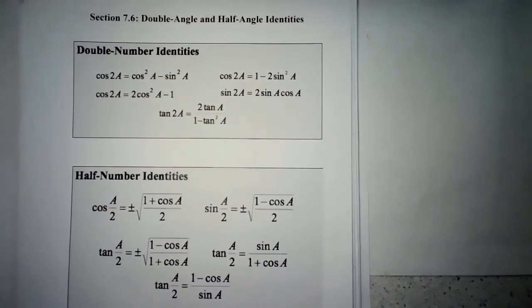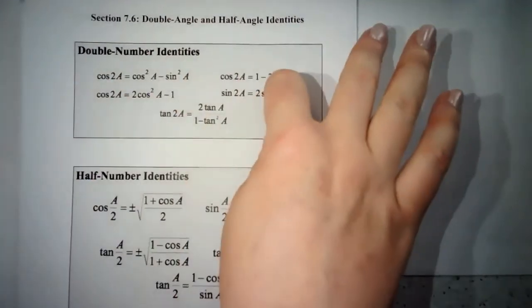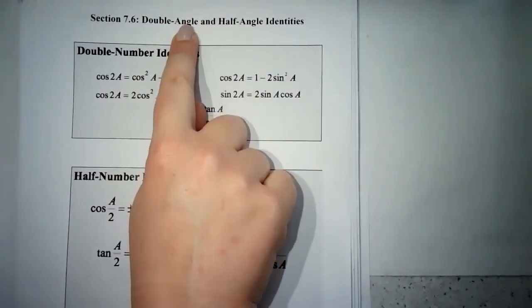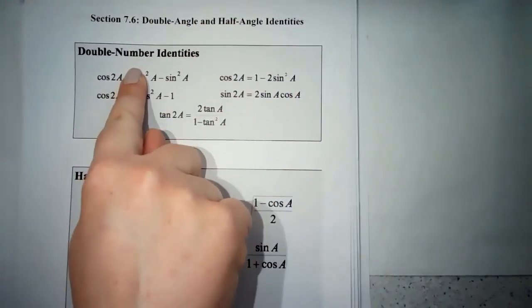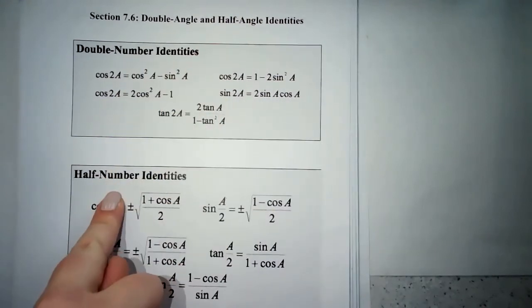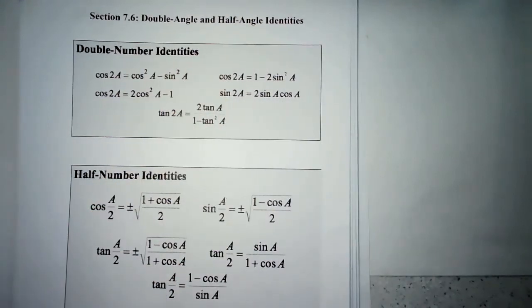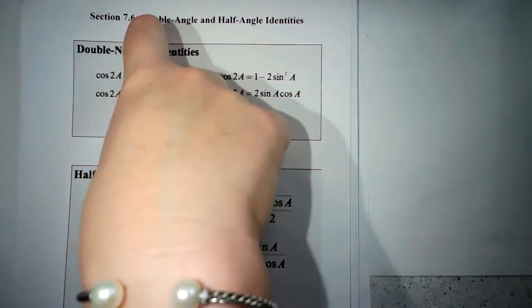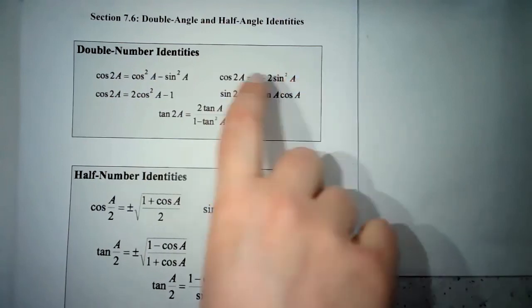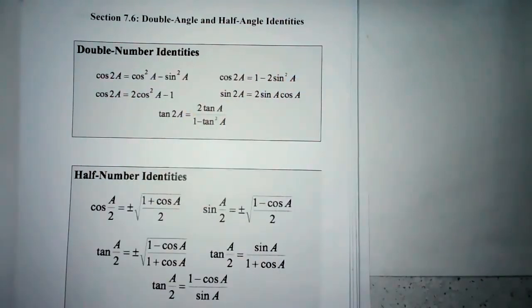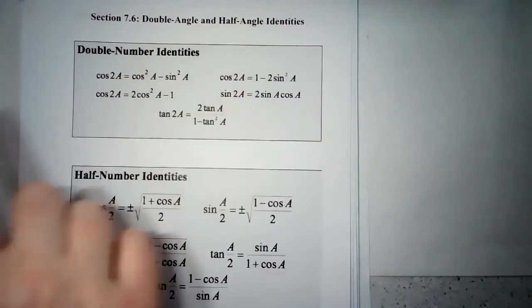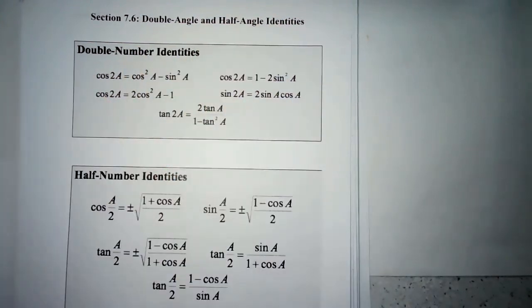So 7.6 talks about double number, or see how this says double angle, this says double number, this says half angle, this says half number. It's one of those things that depending on your textbook, you might call it one thing or another. Your book calls it double number, half number, but when I made these packets, I was thinking about the Stone Ages, when I learned it as double angle, half angle. So sorry, that doesn't really line up, but it's the same thing. Okay, so identities, formulas, whatever you want to call it, but that's what we're going to learn.